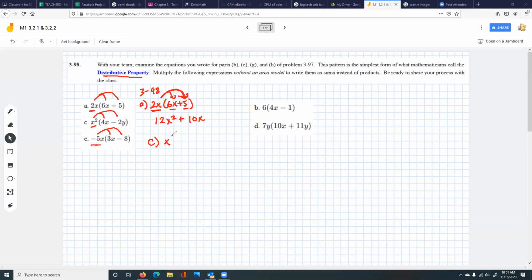C, x squared times 4x minus 2y. If there's just one thing, then I can multiply that one thing by everything in the parentheses, right? Again, this is called the distributive property. We distribute. X squared times 4x is 4x cubed. X squared times negative 2y. What do you do when there's an x and a y? You put the x's first, right? So minus 2x squared times y, like that.